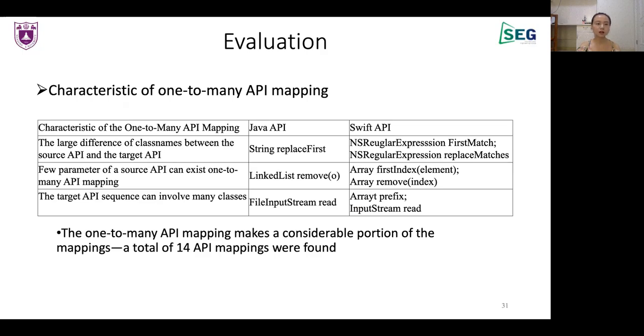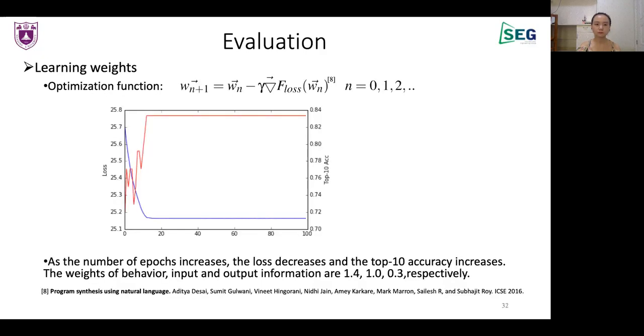For example, the large difference of class names between the source API and the target API. The parameter of the source API can exist in one-to-many API mapping, and the target API sequence can involve many classes. The one-to-many API mapping makes up a considerable portion of mappings. A total of 40 API mappings were found.